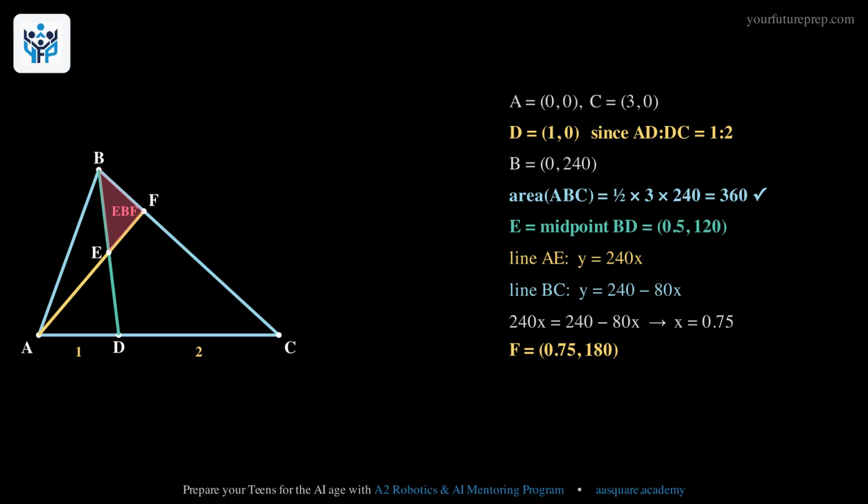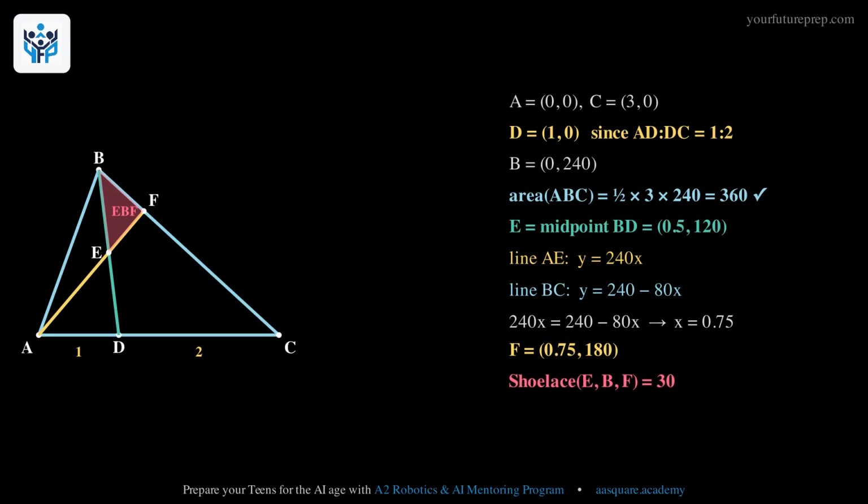Setting them equal, 240x equals 240 minus 80x. So 320x equals 240, giving x equals 0.75 and y equals 180. So F is (0.75, 180).